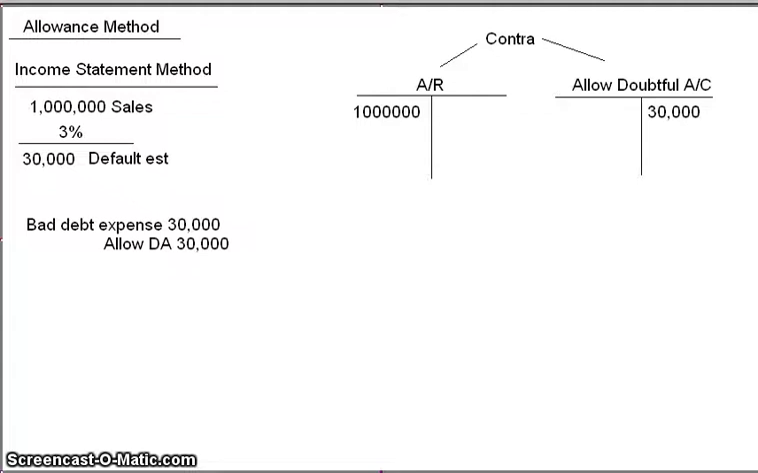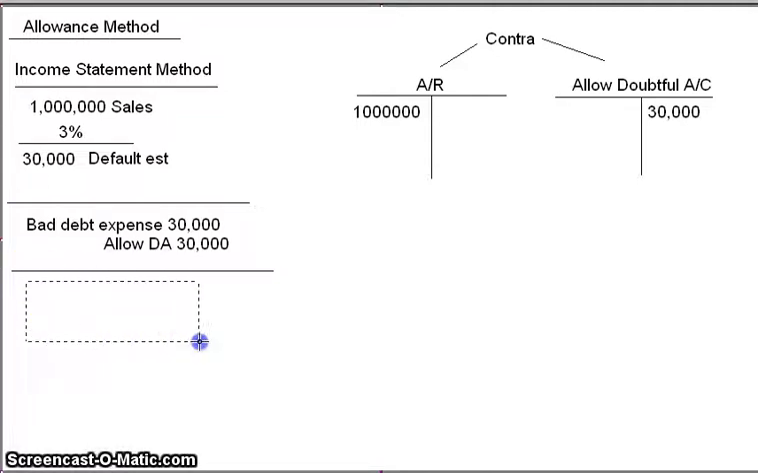Now let's see what happens when people actually start defaulting. This first part is just the setup for the allowance for doubtful accounts and the bad debt expense. Now remember, we recorded all the expense even though nobody has defaulted yet. So now let's see what happens when people start to default.